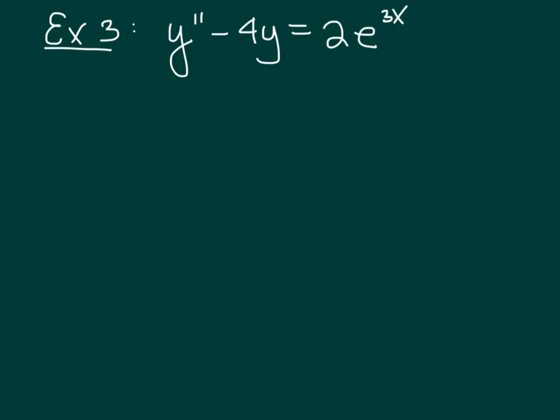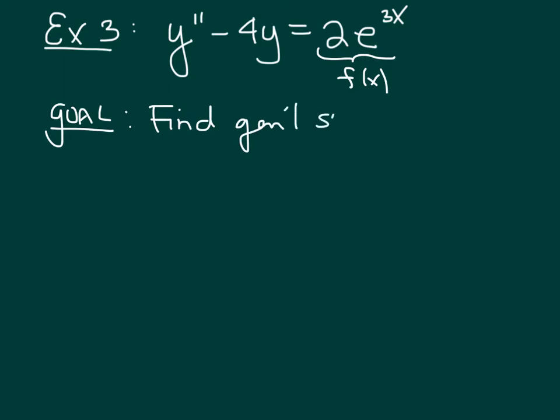Okay, this is example 3, and we have our second order non-homogeneous differential equation, right? This is our f of x right here, and the directions are to find the general solution. So let's go ahead and maybe write that down. So the goal is to find the general solution to this non-homogeneous equation.